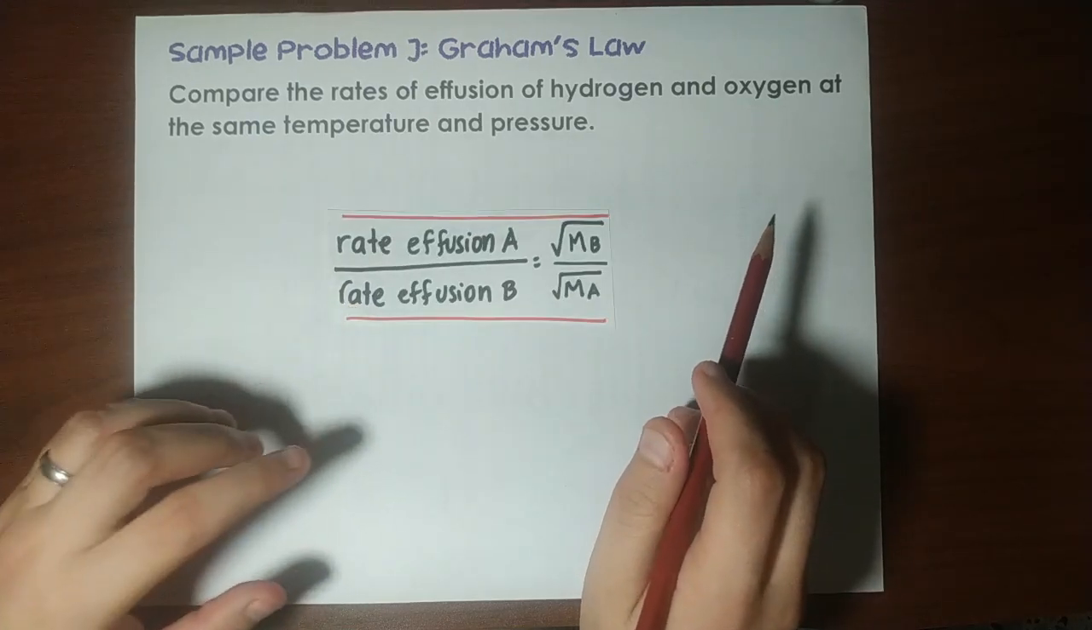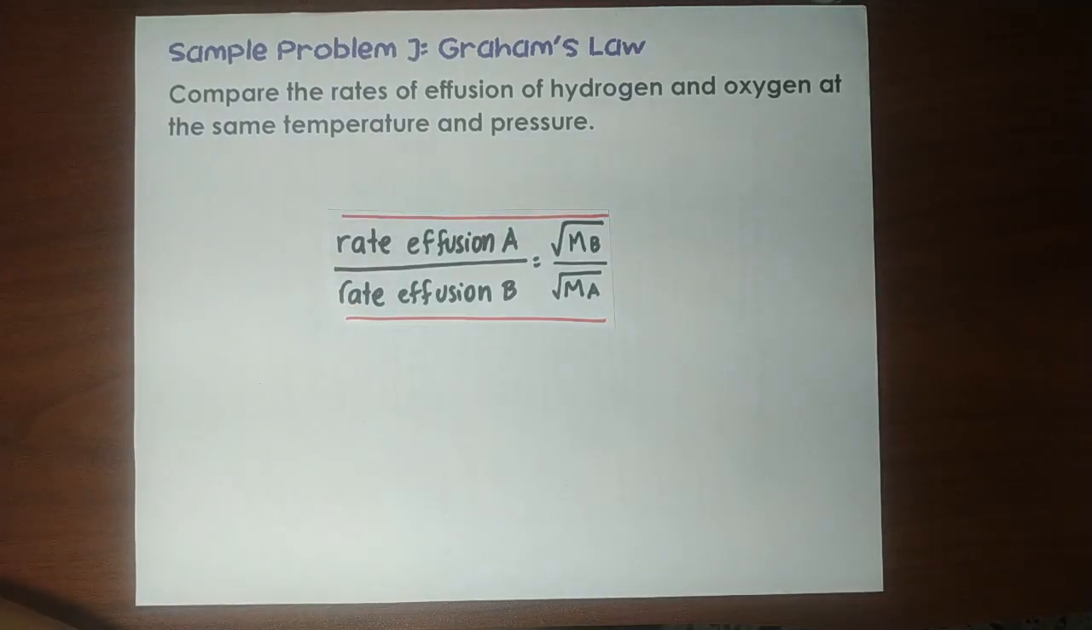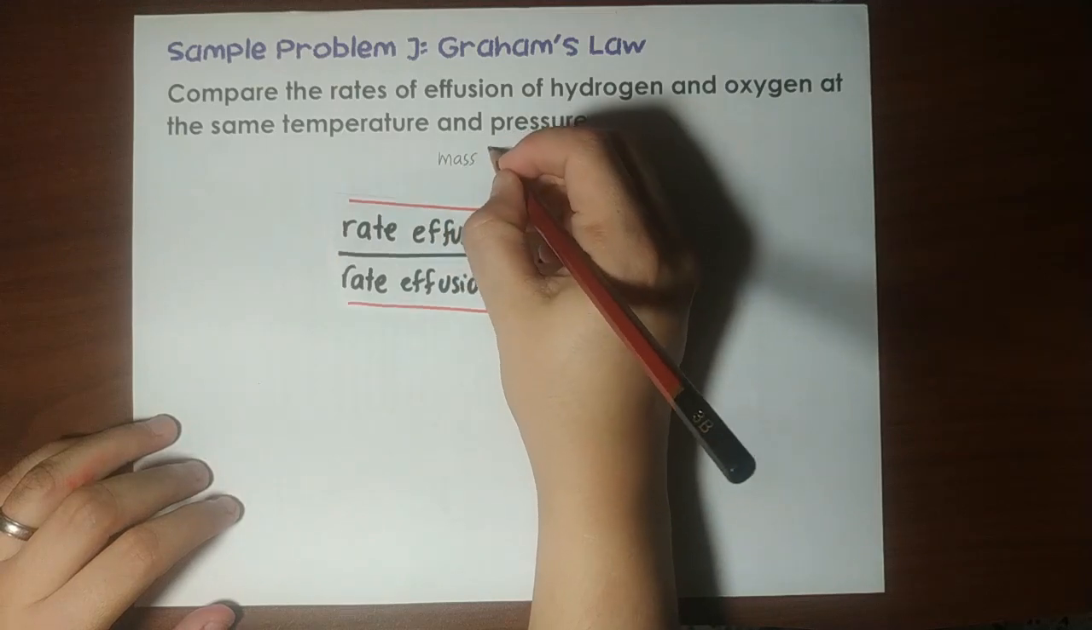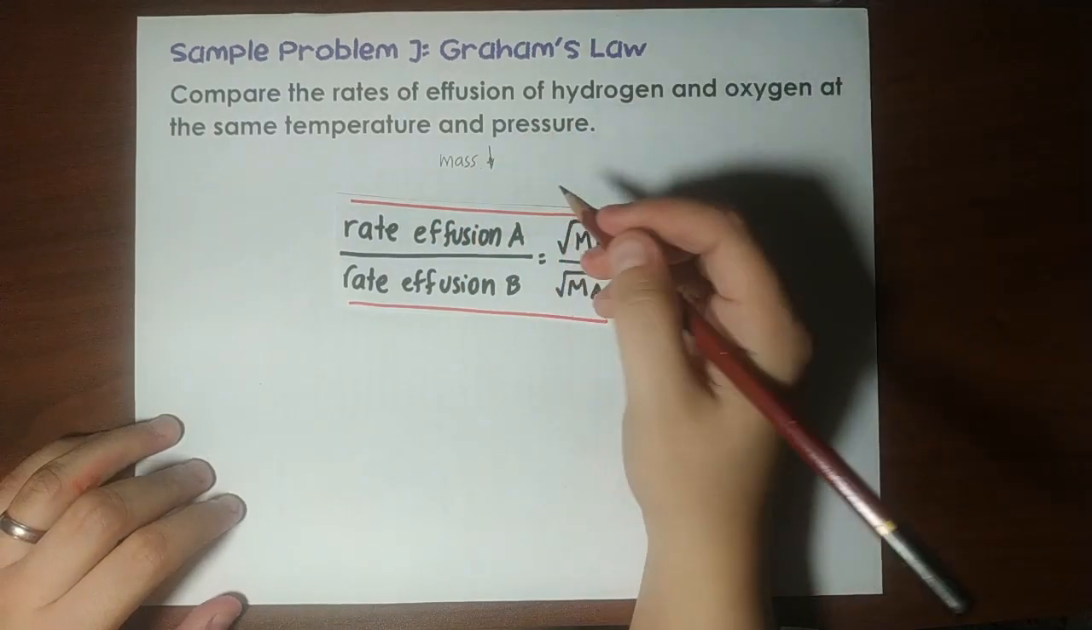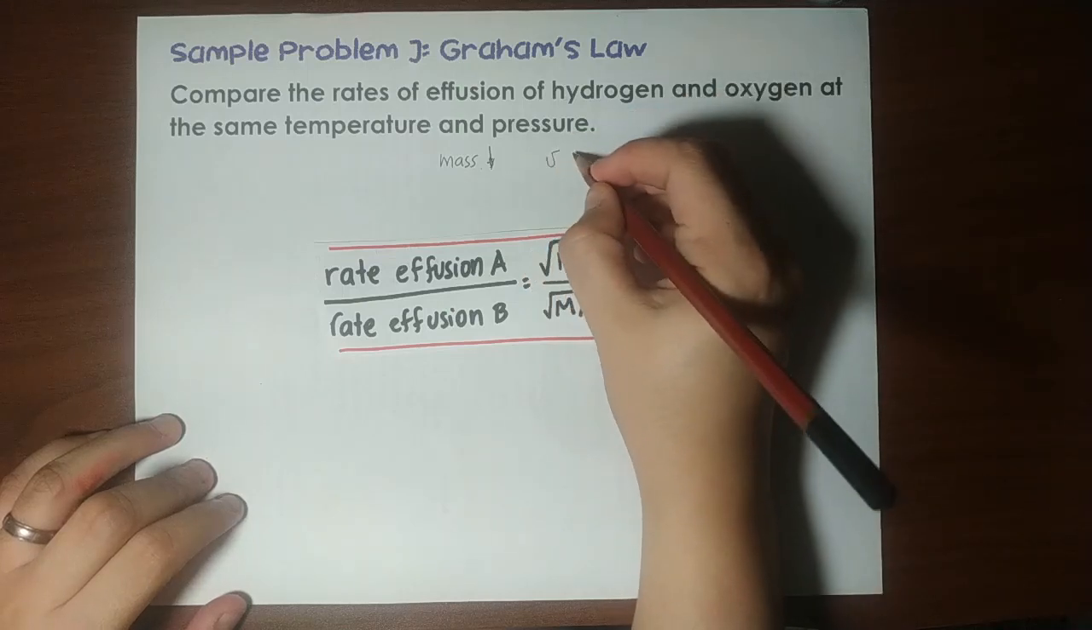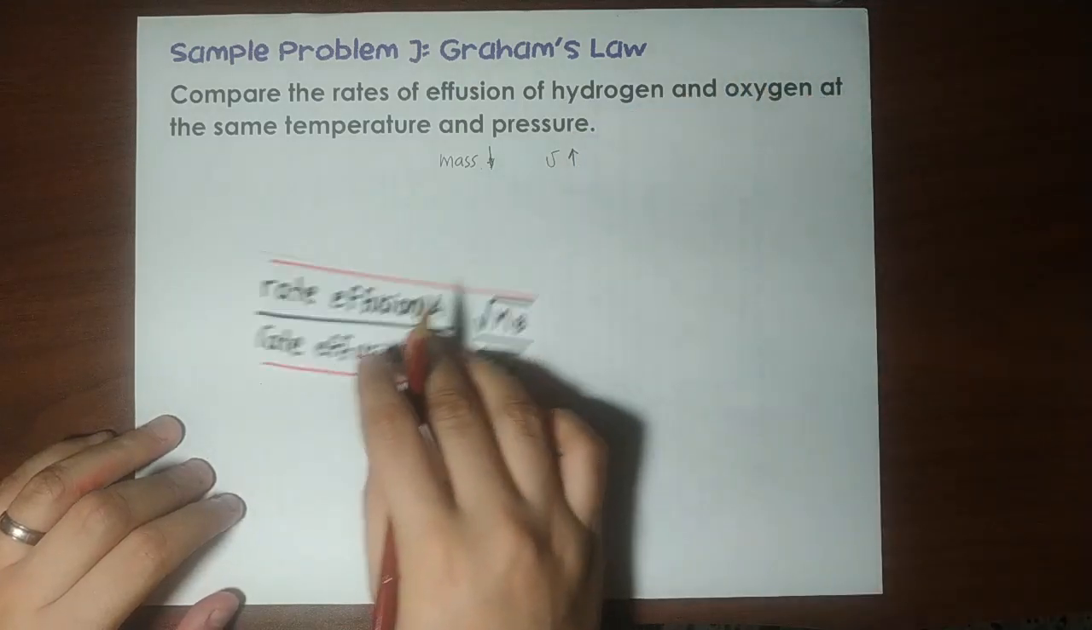Now, I want you to have this in mind. The gases that have less mass will spread faster. So, when your mass is a small mass, the velocity will be faster.